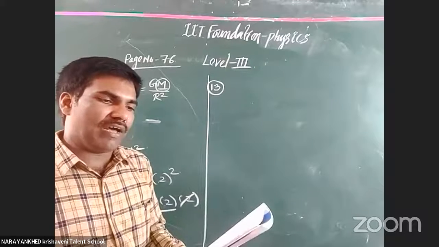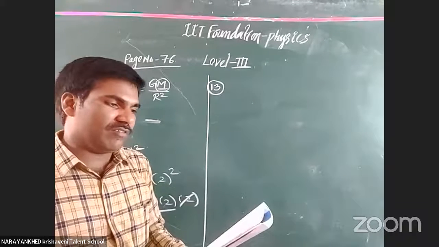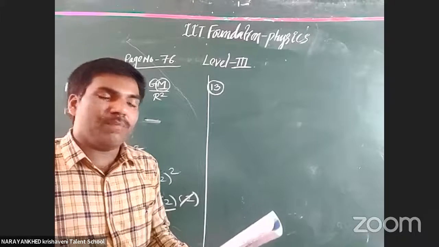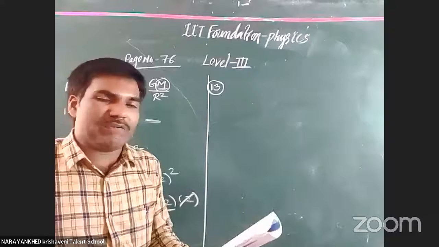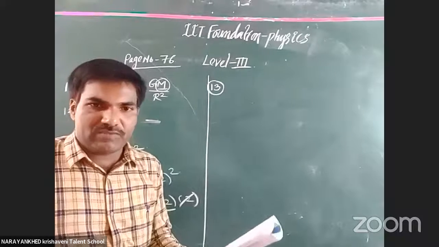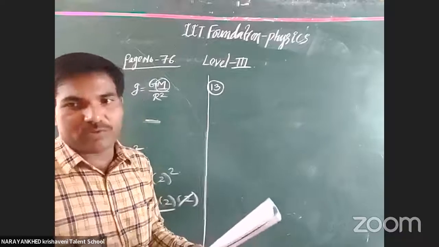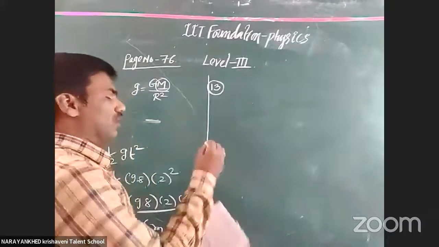What is the initial velocity? The initial velocity is 0. Now what is required here? The velocity of the body when it reaches the ground, at the bottom. At that time, what is its velocity?